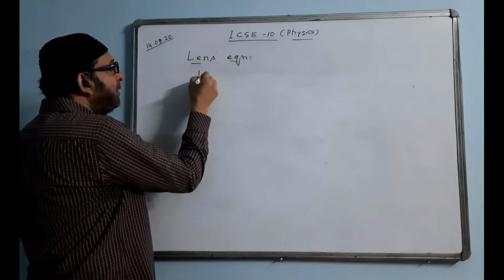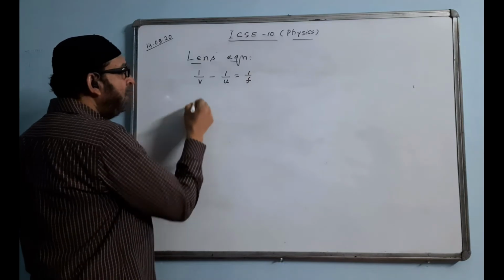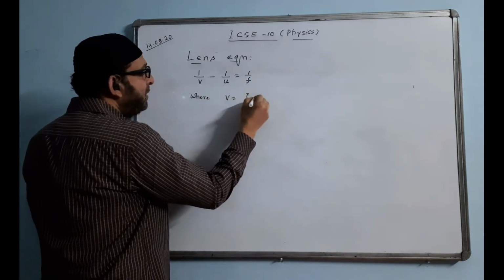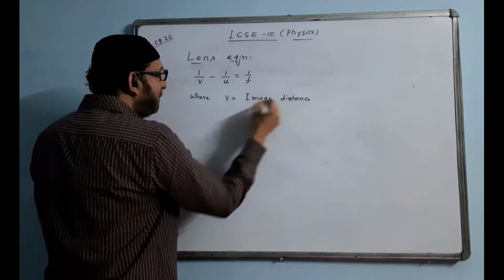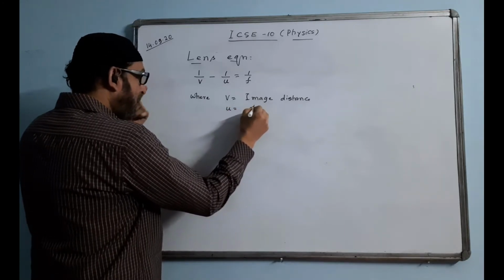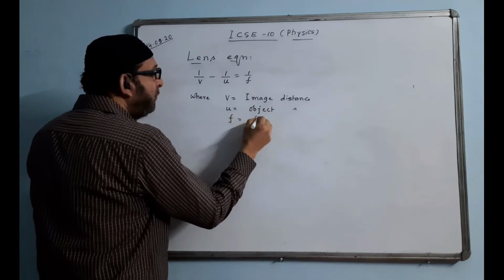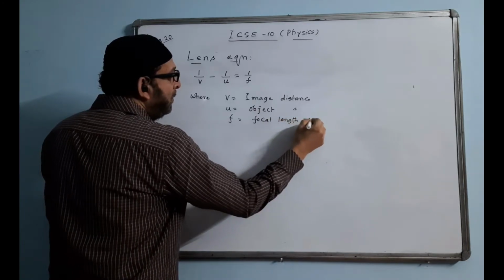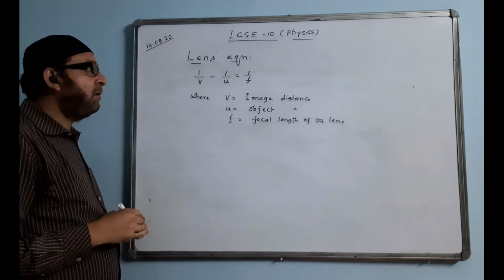Lens equation, write it down: 1/v minus 1/u equals 1/f. I'll write down the meaning of the symbols, where v is the image distance, u is the object distance, and f is the focal length of the lens. These are the meanings of these symbols.